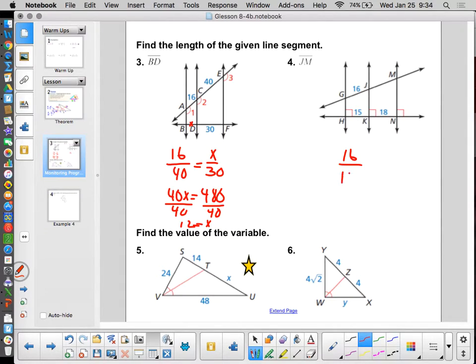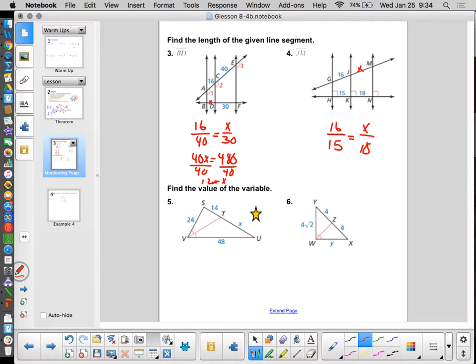I'm going to set up 16 over 15 this time equals x over 18. They wanted JM, so x is right there. And again, I just cross multiply and solve that. That's not going to come out to a nice number. But again, realize we aren't always going to get nice numbers. We're going to see that more often now where we're getting not nice numbers. We're going to get fractions and decimals. So I take 16 times 18.